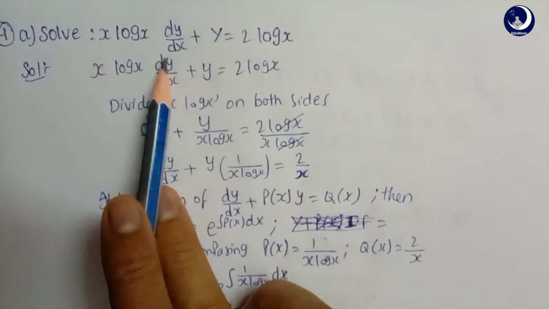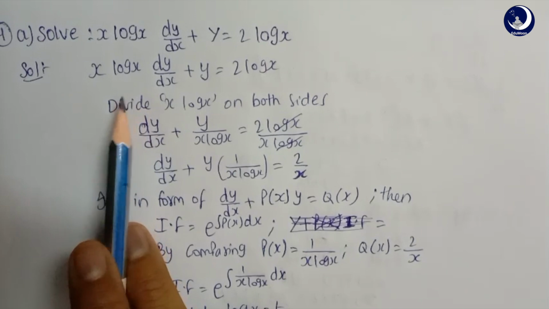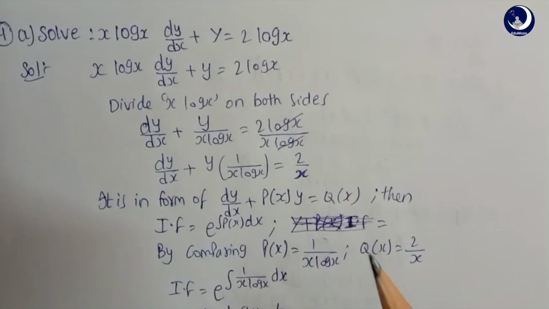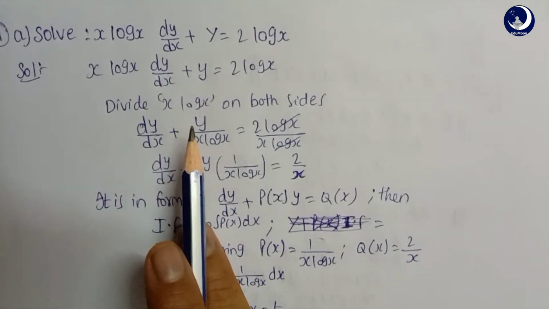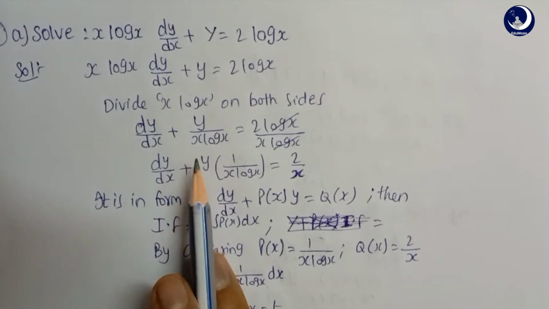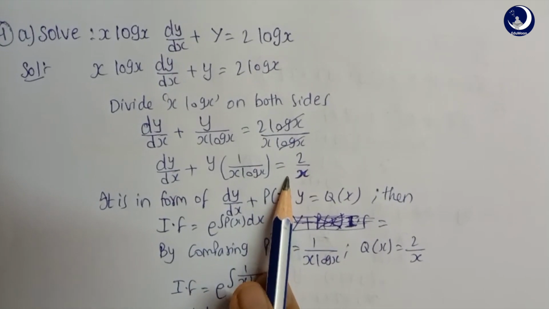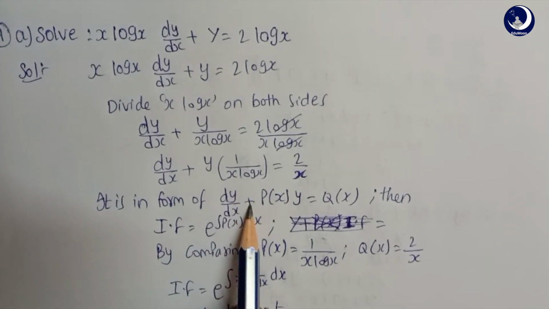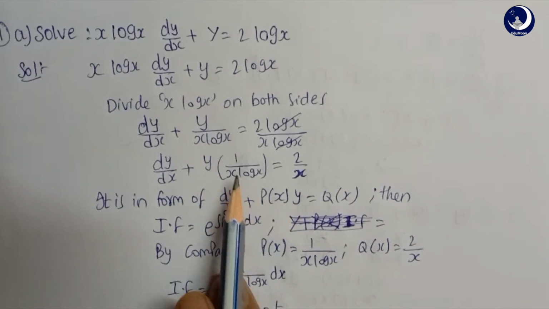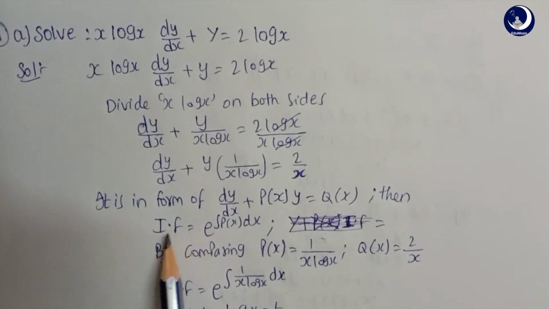4a. Solve x log x dy by dx plus y equal to 2 log x. The given question is this. We have to solve this function to get the general solution. I divided by x log x on both sides. Then I got dy by dx plus y into 1 by x log x equal to 2 by x. It is in the form dy by dx plus p of x into y equal to q of x. By comparing, p of x is 1 by x log x and q of x is 2 by x.